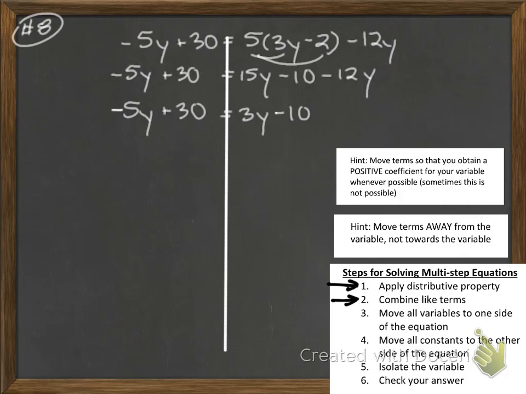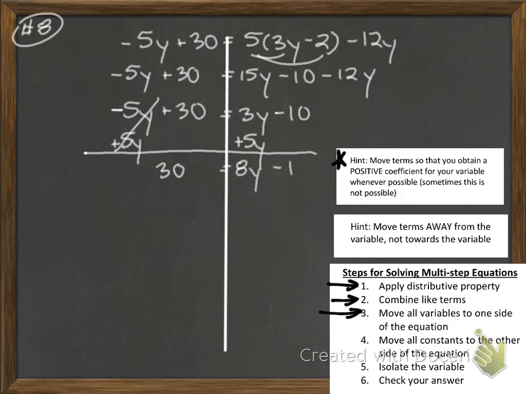Okay, now we want to move all the variables to one side of the equation. So remember my hint from the last video, I want to do this in such a way, if possible, it's not always possible, but if I can, I want to make the coefficient of my variable positive. So notice that if I choose to add 5y to both sides, instead of choosing to subtract 3y from both sides, that will give me 3y plus 5y, that gives me an 8y, and that gives me that positive coefficient that, again, just reduces the probability that I'm going to make a sign error, because, you know, we're all human and we make mistakes.